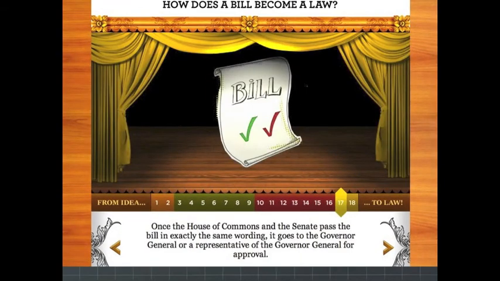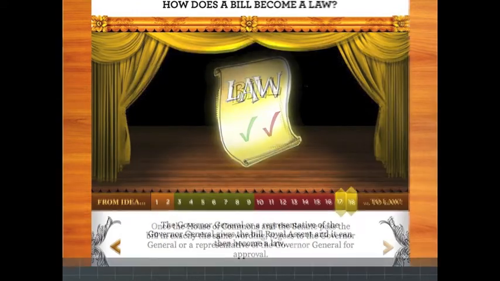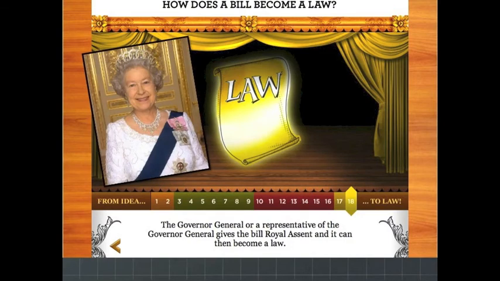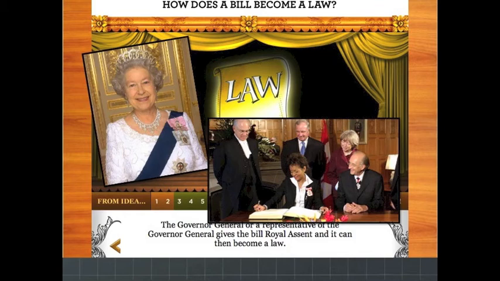So now this bill has been debated, studied, and voted on six times. It is ready to become a law, but there's still one more step it has to take. The head of state must sign off to make it official. Because our head of state is the Queen and she doesn't have time to deal with all of this, the Governor General will sign it for her.